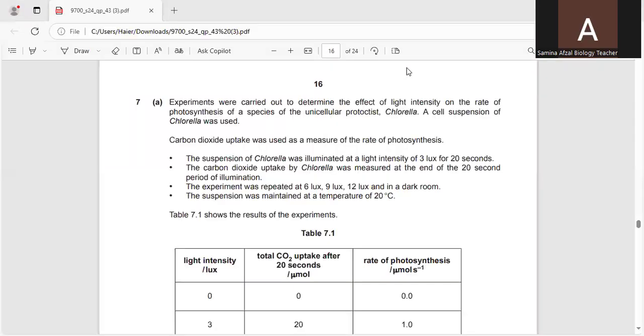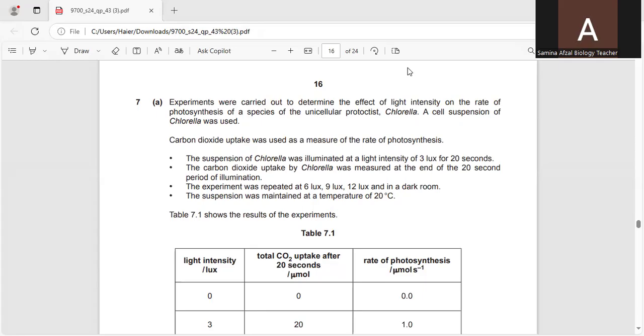Experiments were carried out to determine the effect of light intensity on the rate of photosynthesis of a species of the unicellular protoctist Chlorella. A cell suspension of Chlorella was used. Carbon dioxide uptake was used as a measure of the rate of photosynthesis.